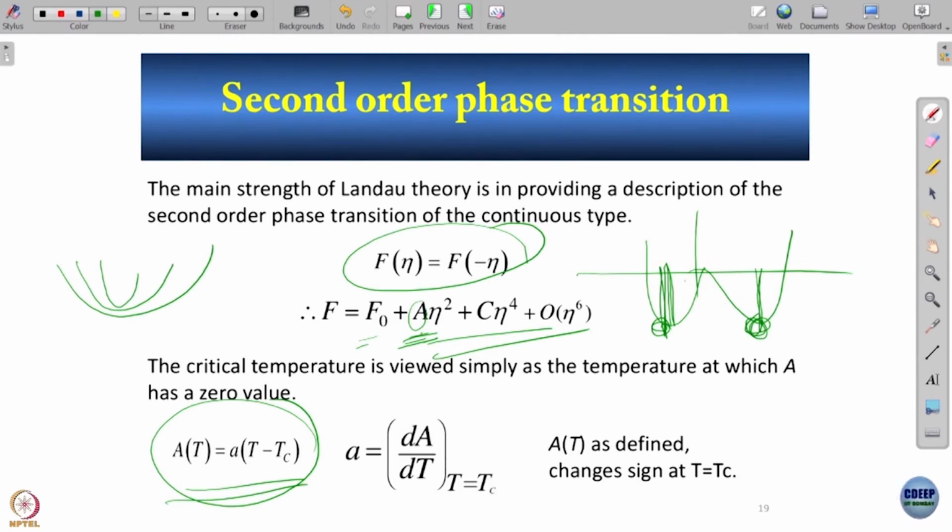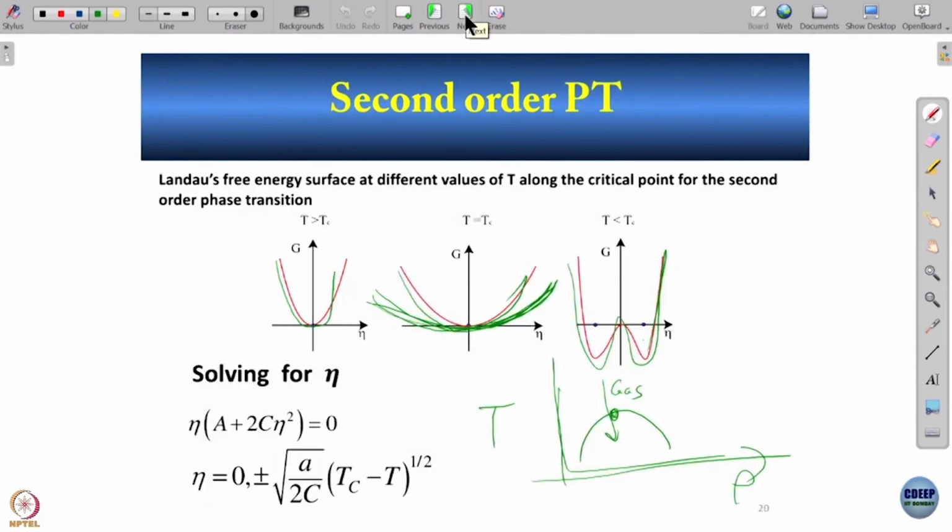Now, because this quantity is compressibility, that is why it is a second order phase transition we are talking about. So, this quantity is made to change sign. As soon as it changes sign, it becomes minus and becomes plus, and that gives rise to these things. So, this is the Landau essential. Then one goes on and does this, and then one solves for eta.